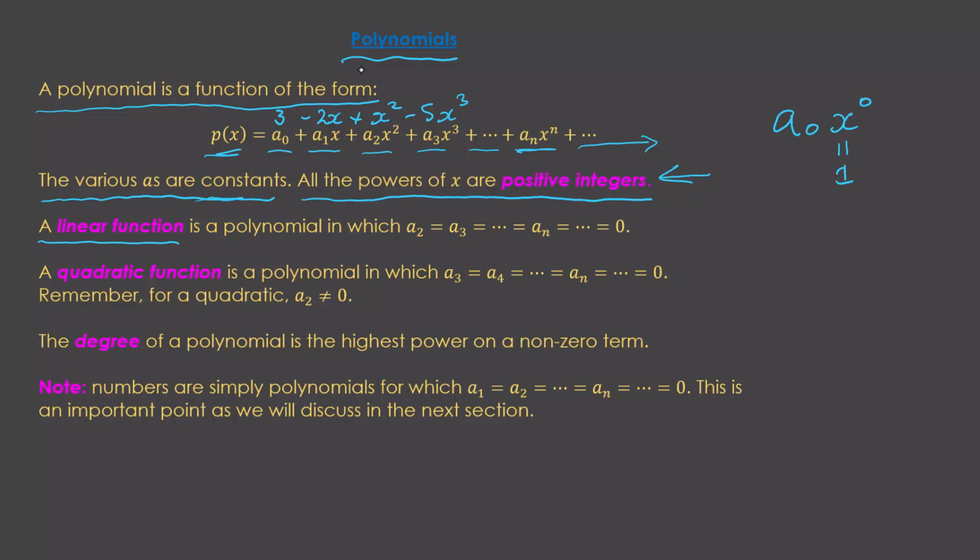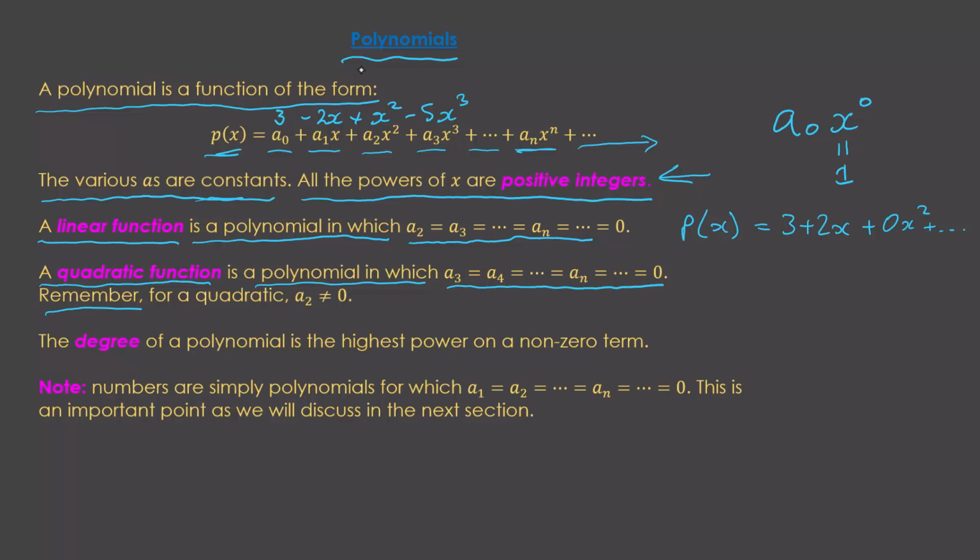A linear function is simply a polynomial in which a2 is equal to a3 and so on. They're all 0. So you can think of a linear as just being something like 3 plus 2x plus 0x squared and so on, with all of those other constants being 0. A quadratic function is a polynomial in which a3 upwards, they're all 0. And remember, for a quadratic, we've mentioned this a few times, a2 cannot be 0.